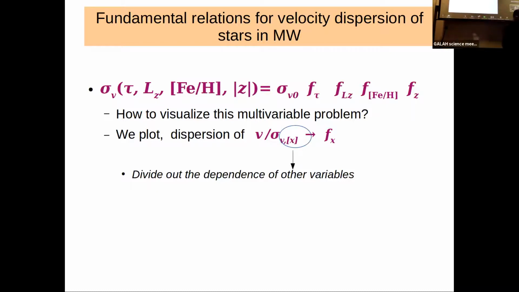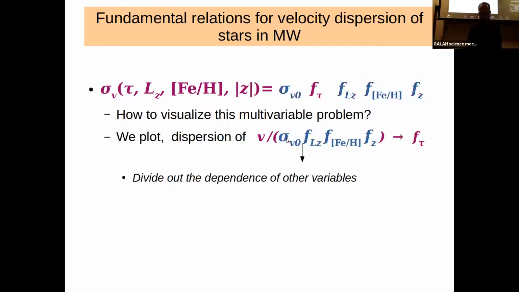Now, to visualize this multivariable problem, suppose you want to study the dependence on X. I divide the velocity by a quantity which encapsulates the dependence on the other variables. For example, if you want to study age, you can take out the dependence on all the other variables and look at the dispersion of this with age.